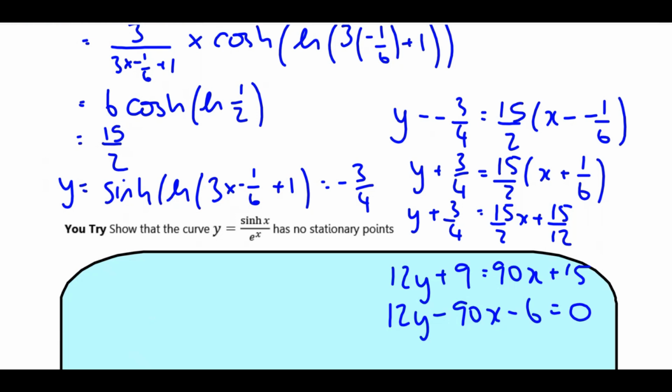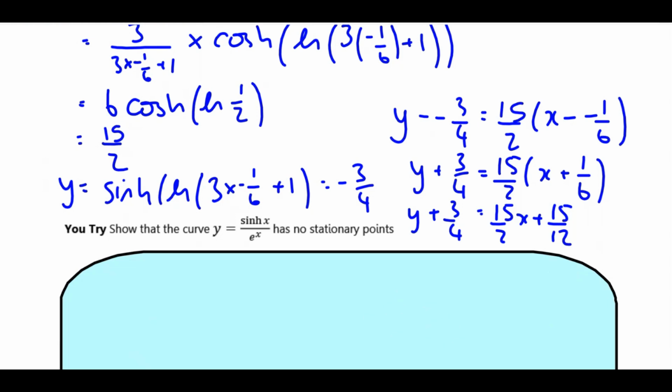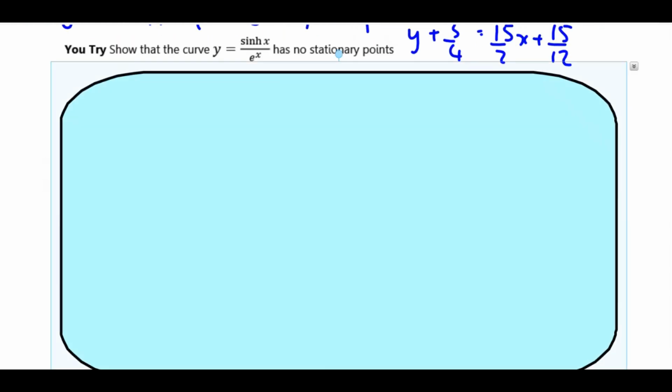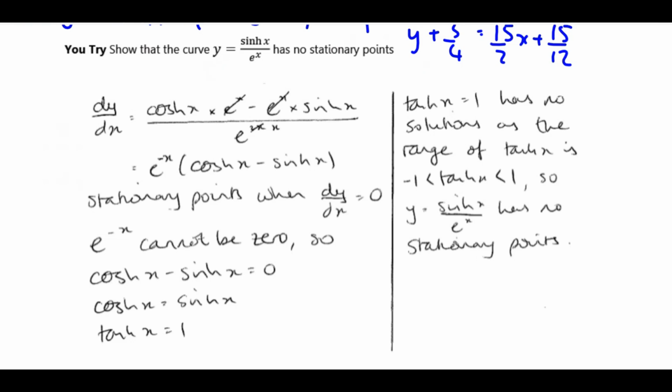Pause the video, have a go at the try, and I'll reveal the answer in a sec. Differentiating this using the quotient rule should give you this expression here. Set it equal to 0. Obviously, e to the minus x can't be 0. So you're solving cosh x minus sinh x equals 0. That's the same as tanh x equals 1. But this has no solutions because there's an asymptote at 1. So it turns out, actually, this has no stationary points.